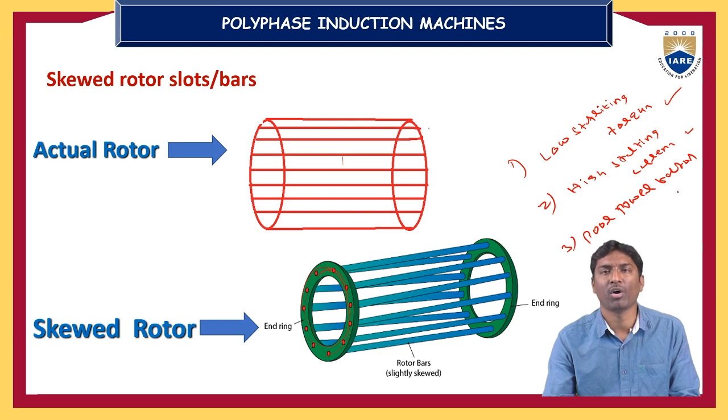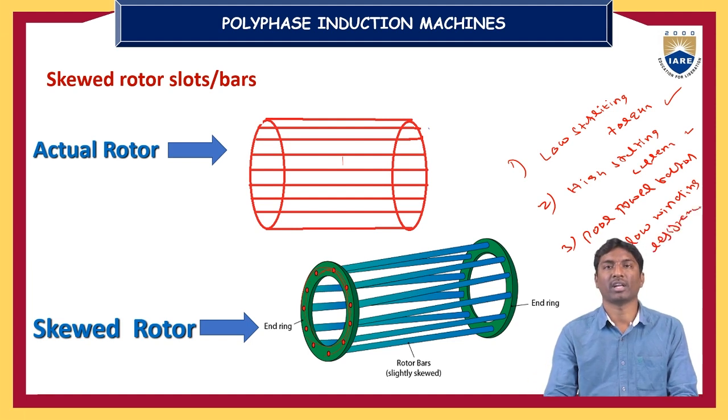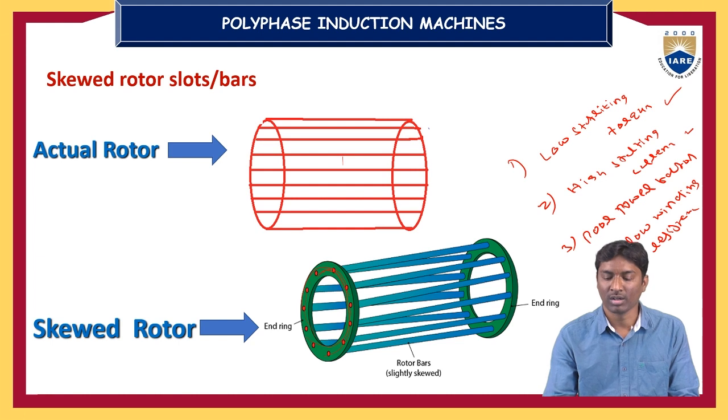Why am I getting the poor power factor? That is because of low winding resistance. Due to the low winding resistance, we are getting poor power factor in case of the squirrel cage rotor. So these three are the drawbacks for the squirrel cage rotor: the low starting torque, the high starting current and the poor power factor.